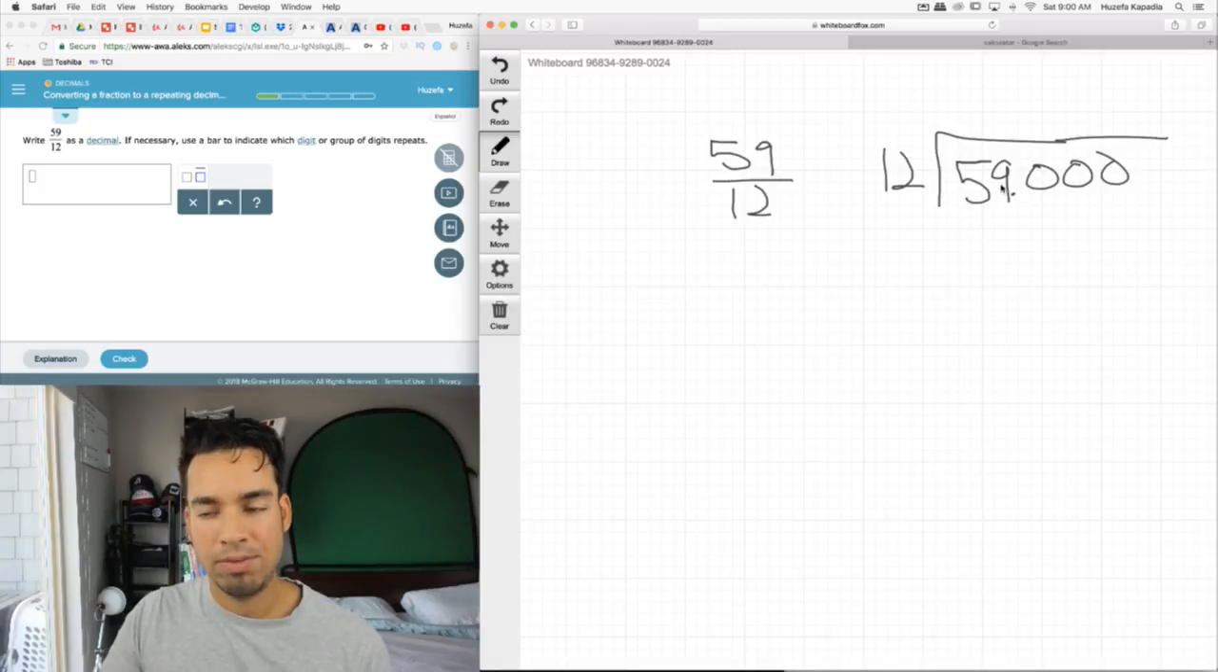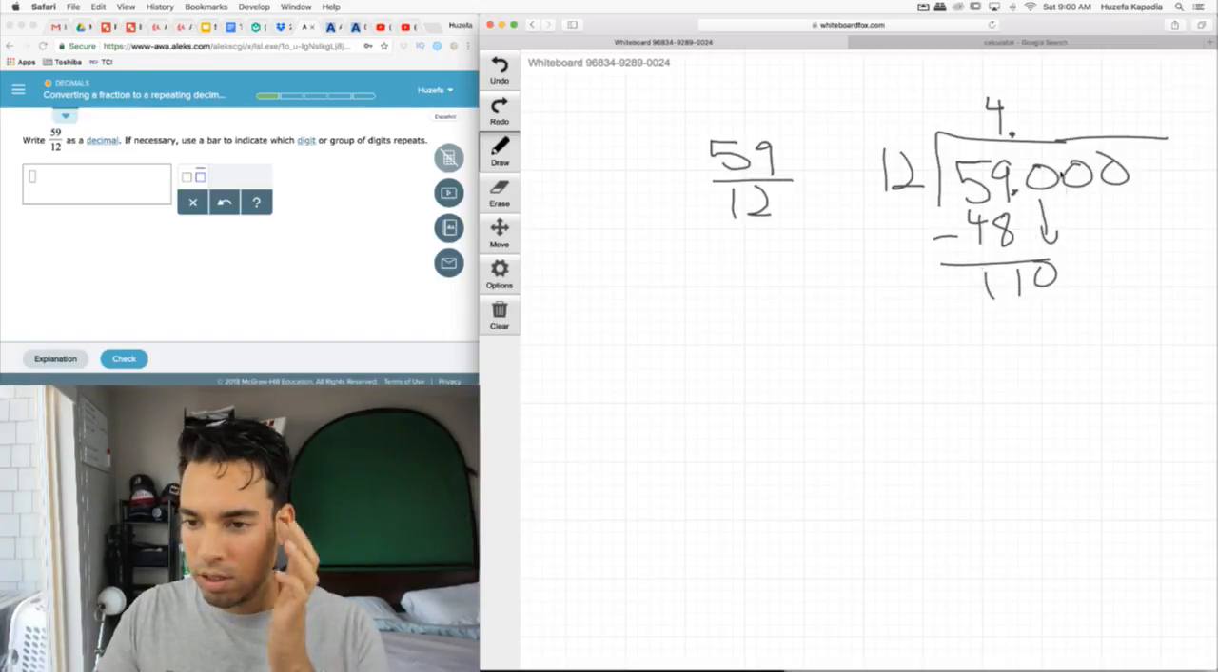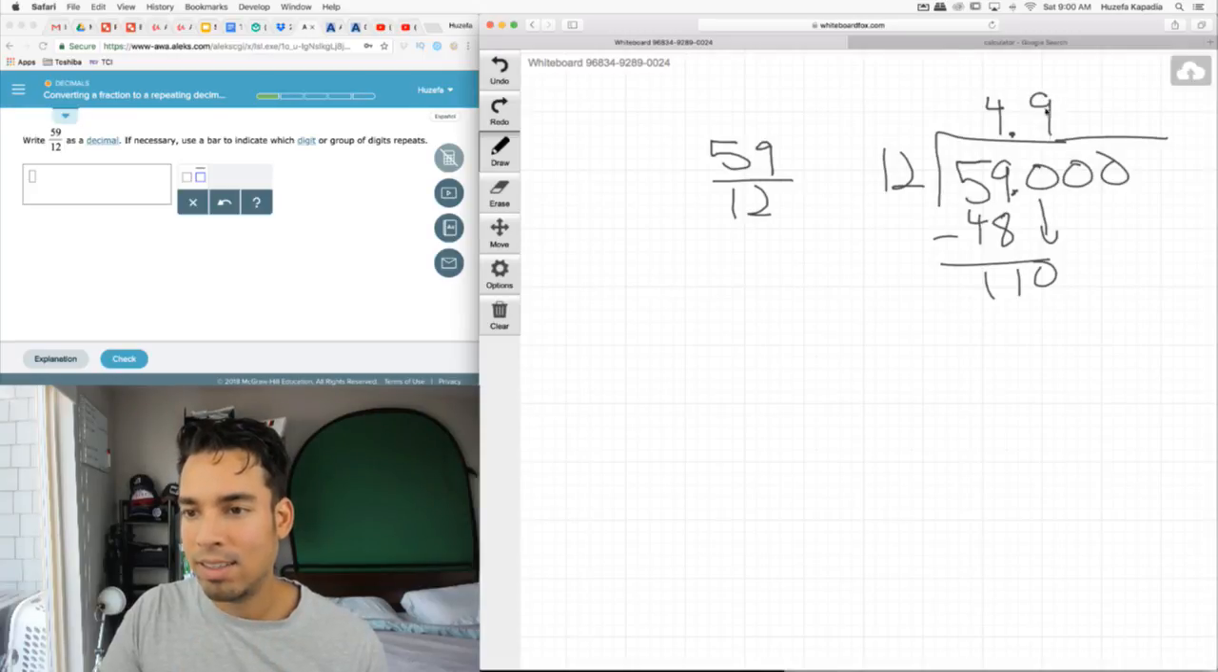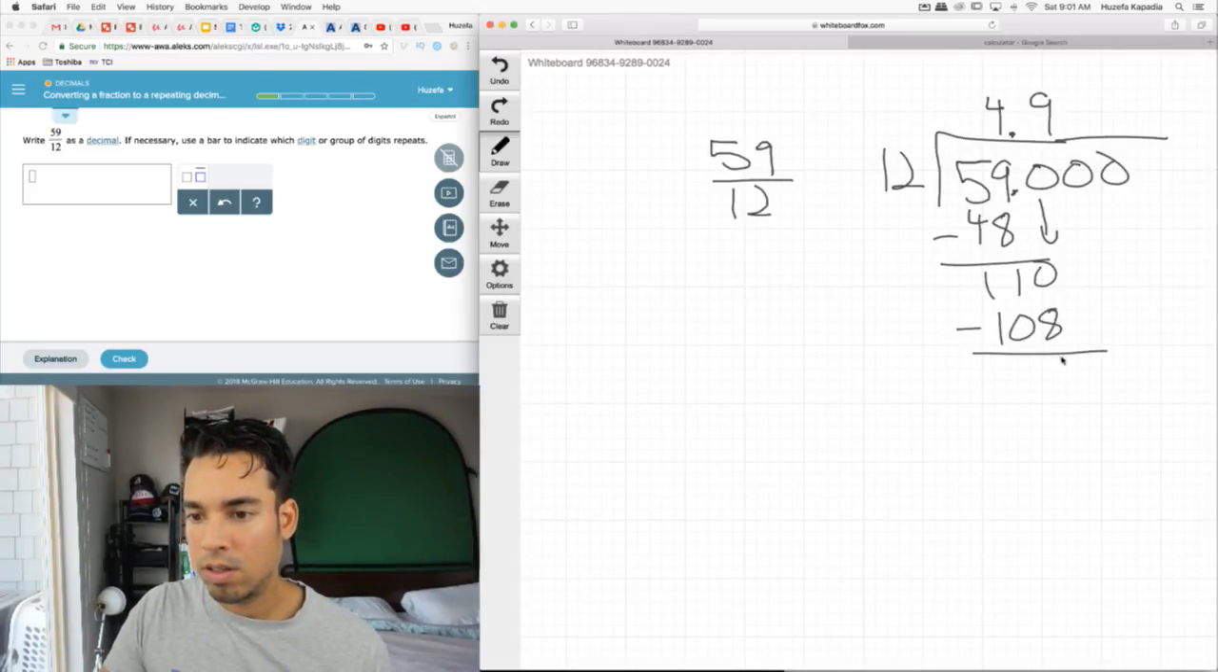So 12 does go into 59. So first, let's get that value. That's 4 times. That is 48. Subtract, and we got 11. Bring down a 0. 12 goes into 110 9 times. 9 times 12 is 108. And that's 2. Bring down a 0. 12 goes into 20 once. That's 8. Bring down a 0.